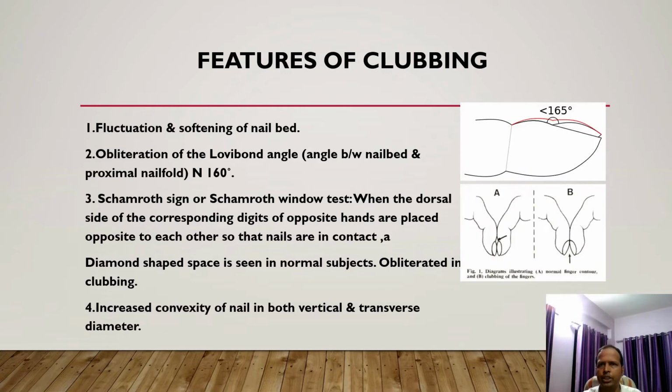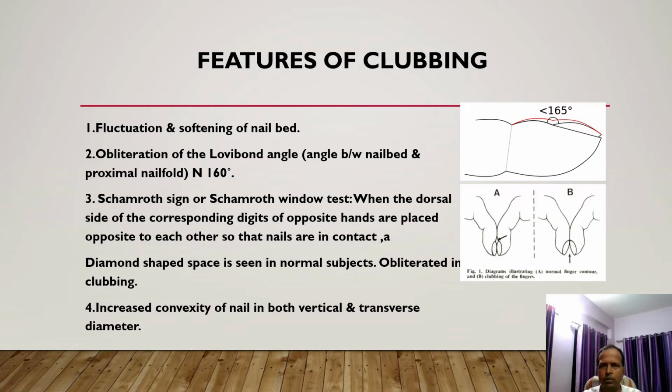Then coming to features of clubbing, the first important feature is fluctuation and softening of nail bed. Then there is obliteration of the Lovibond angle, which is the angle between the nail bed and proximal nail fold. So this is the Lovibond angle, and in a normal subject it is 160 degrees. Then the third feature is Schamroth sign or Schamroth window test.